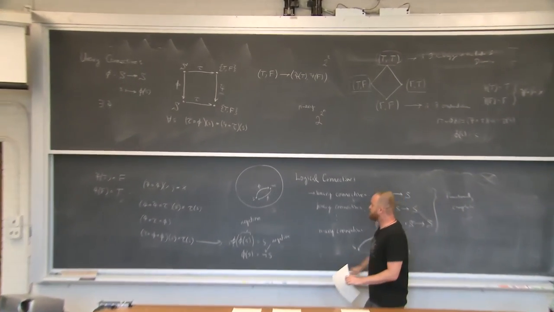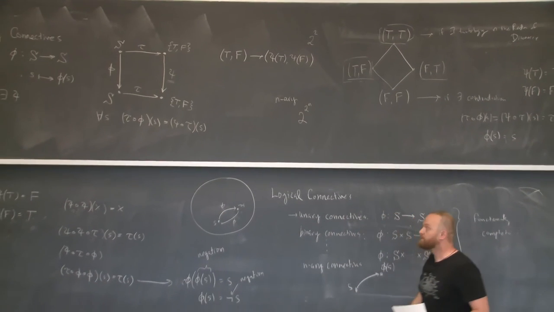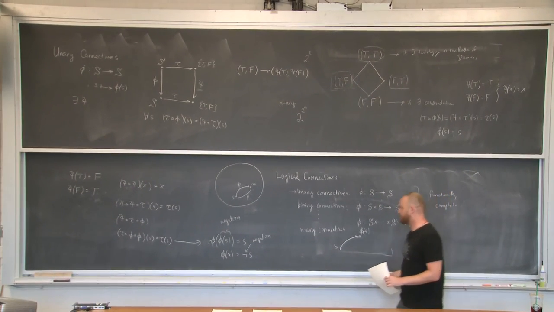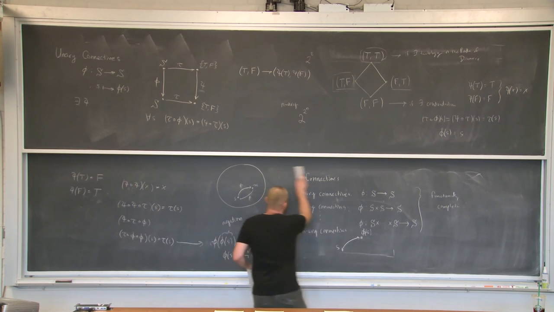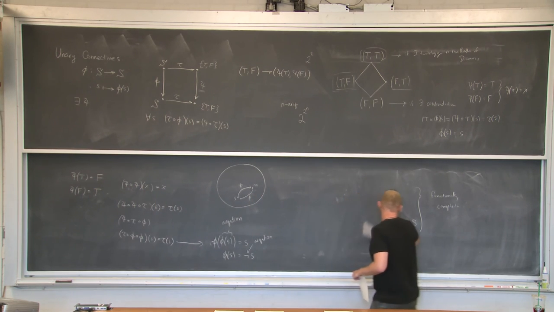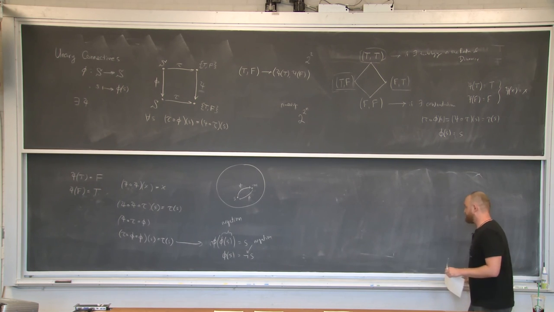OK, so now we know that there is one unary logical connective. Let's jump to the next case, which is binary logical connectives. These are a bit more interesting to analyze.